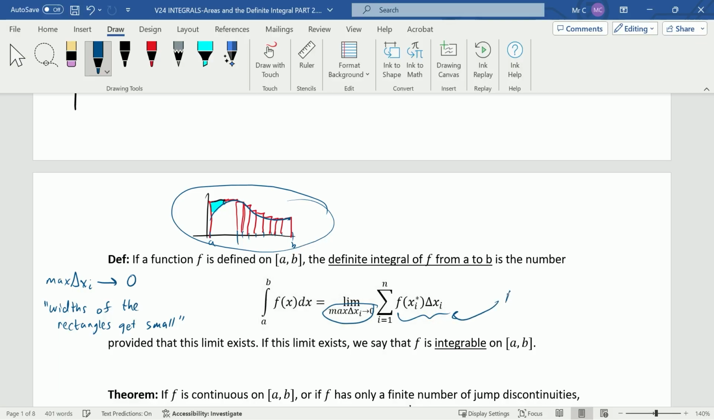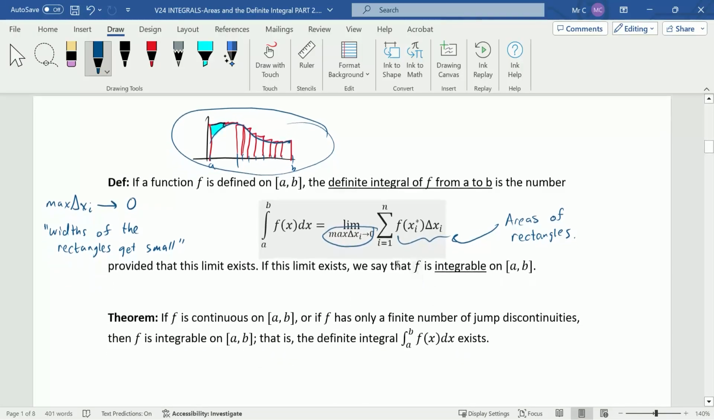Again, that's the areas of the rectangles, and we're just adding them all up. So in other words, the integral is the limit of the Riemann sums. That's really it. In shorthand, the integral is the limit of the Riemann sums, and that limit is the limit as the widths of our rectangles go to 0. Now, of course, that's provided that this limit exists. And if this limit exists, we say that f is integrable on the interval from a to b.